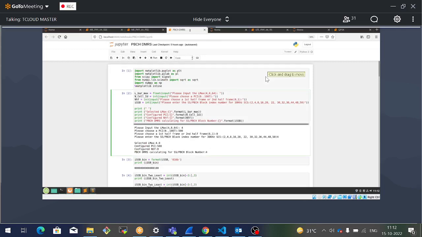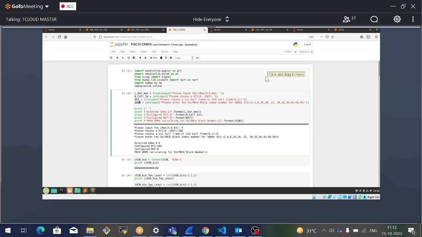Now I can consider L bar max. L bar max possible inputs are 4, 8, and 64 from the table, if you remember L max. So I'm seeding 4 in this case. I'm configuring N cell ID value as 500. NHF, I'm taking it as the first half, 0. In this example, of course, you can run it with different other details. You can change the inputs as you wish.